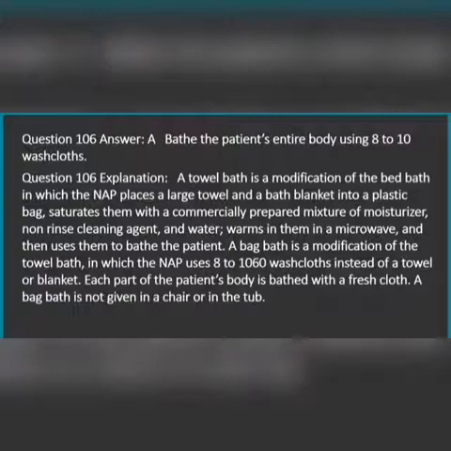Question 106. Explanation: a towel bath is a modification of the bed bath in which the NAP places a large towel and a bath blanket into a plastic bag, saturates them with a commercially prepared mixture of moisturizer, non-rinse cleaning agent, and water, warms them in a microwave, and then uses them to bathe the patient. A bag bath is a modification of the towel bath, in which the NAP uses 8 to 10 washcloths instead of a towel or blanket. Each part of the patient's body is bathed with a fresh cloth. A bag bath is not given in a chair or in the tub.